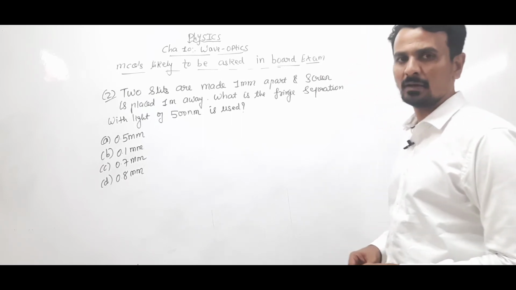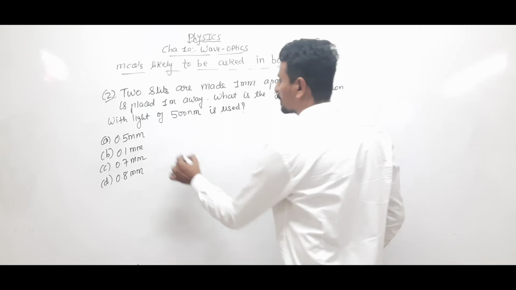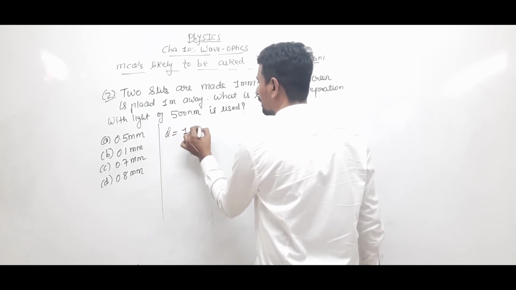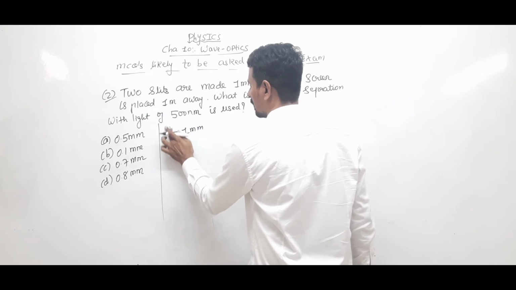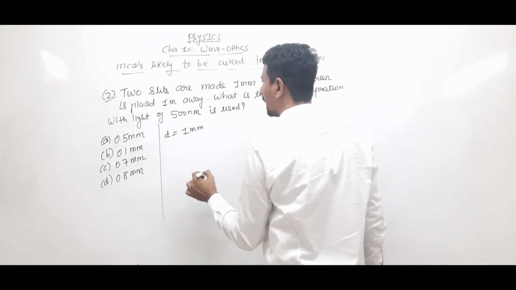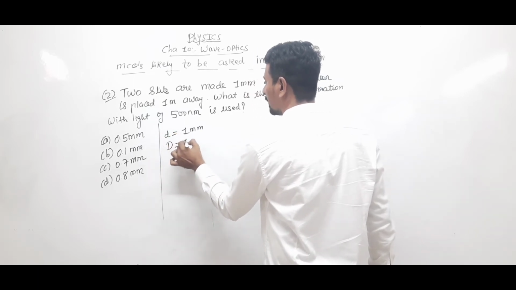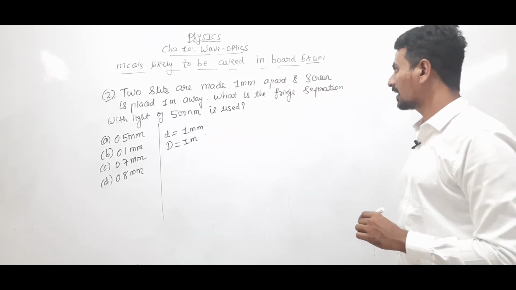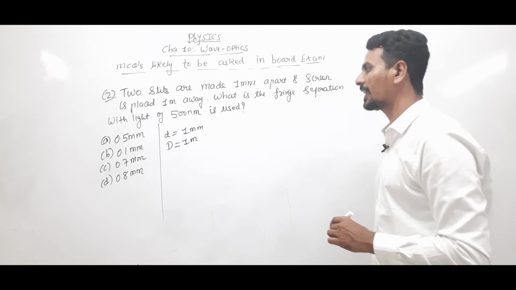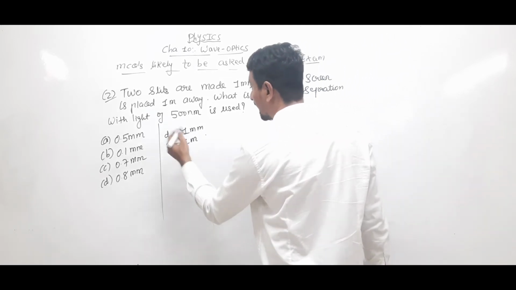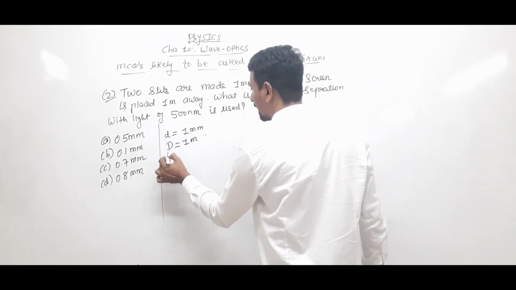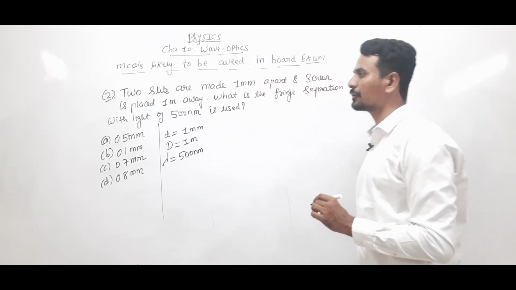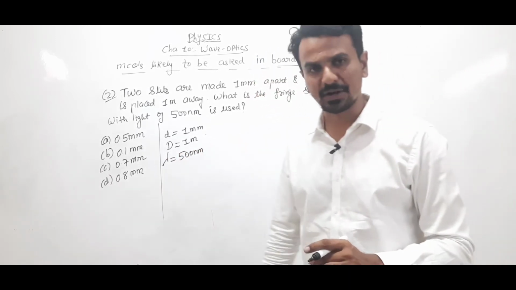meter away. So the distance between two slits, that is small d, is equal to 1 mm and capital D, that is the distance between the slit and the screen, is 1 meter. What is the fringe separation with a light of 500 nanometer? Green light of 500 nanometer is used. That means wavelength is given, 500 nanometer, and we have been told to calculate the fringe separation.